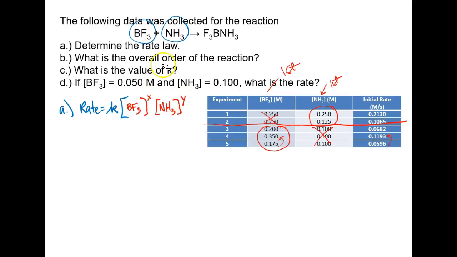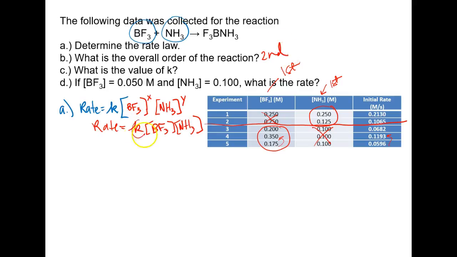I don't know if I'd get rid of that x and y anymore. And so our rate law would be k times BF3 times NH3. And our overall order of the reaction would be second. 1 plus 1 is 2.